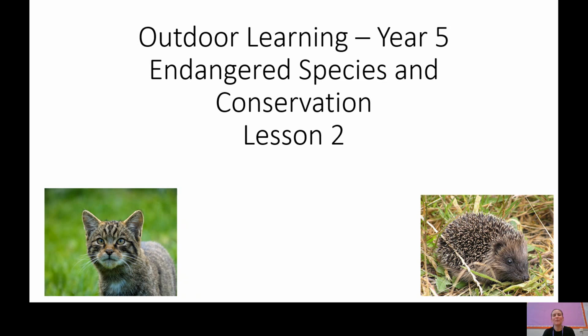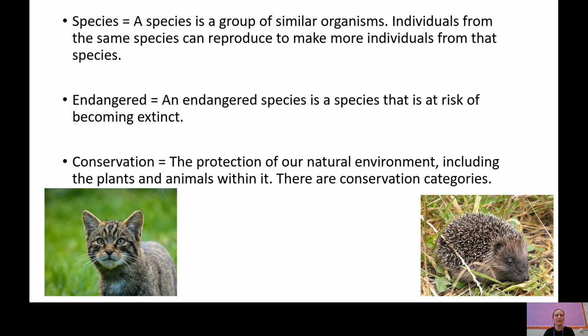Fantastic, Year 5. We are looking at endangered species and conservation this half term. So the first thing I would like to do is remind us of those three key words. We've got species. A species is a group of similar organisms, and the individuals within that group can reproduce to make more individuals from that same species. The word endangered: an endangered species is a species that is at risk of becoming extinct. And conservation is the protection of our natural environment, including the plants and animals within it.